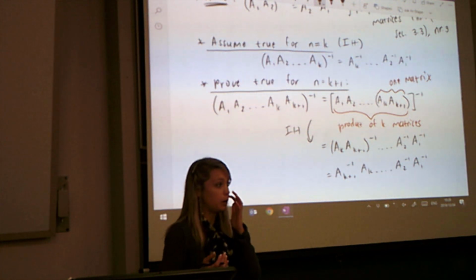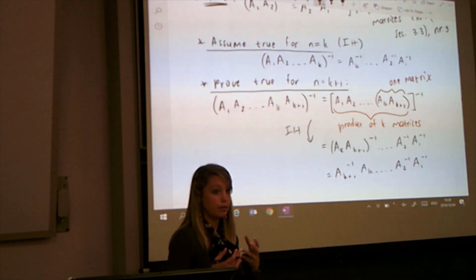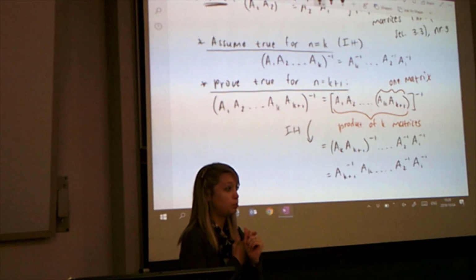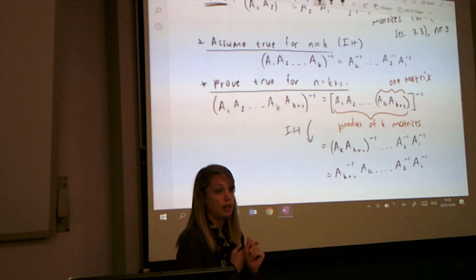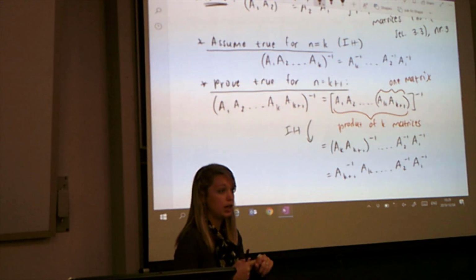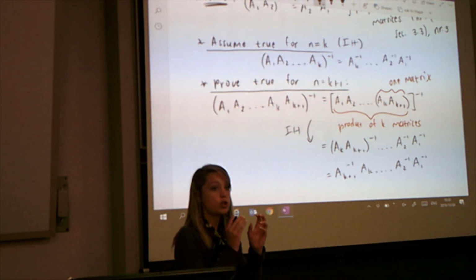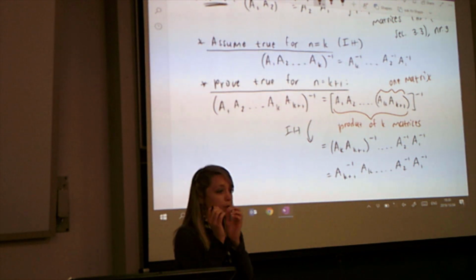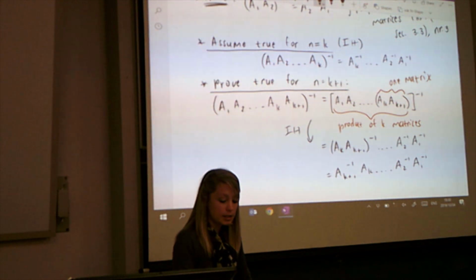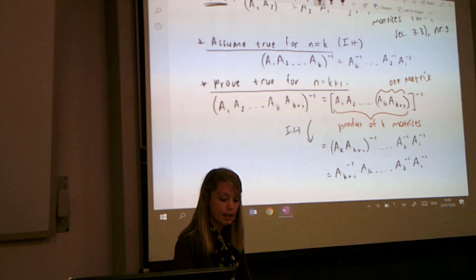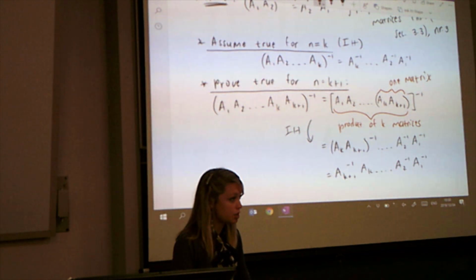So all we did was use the fact that we know it holds for two matrices, because we've proven that in the theorem in section 3.3. Then we assumed it's true for k matrices. Then we changed our k plus 1 matrices so that it's k matrices by just grouping two of them together. Then since it's k matrices, we can use our induction hypothesis and say that the inverse of this product is the reverse product of the inverses.